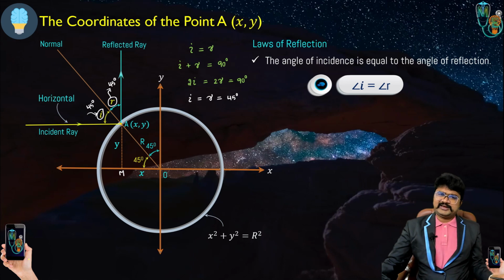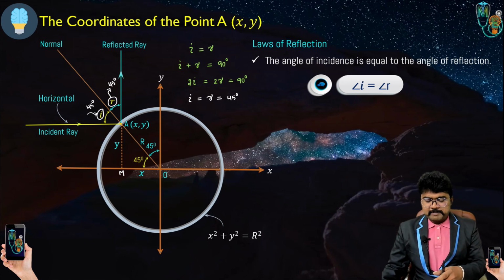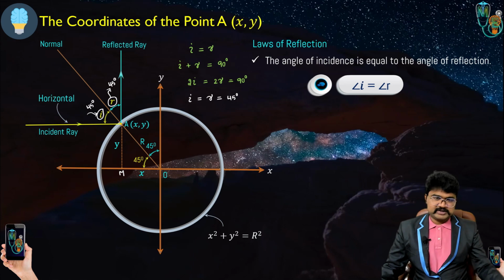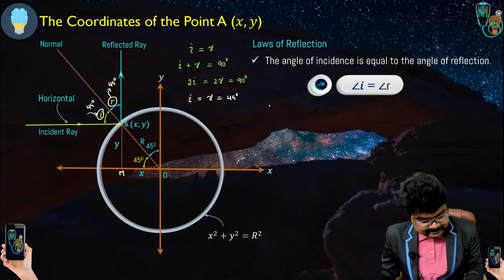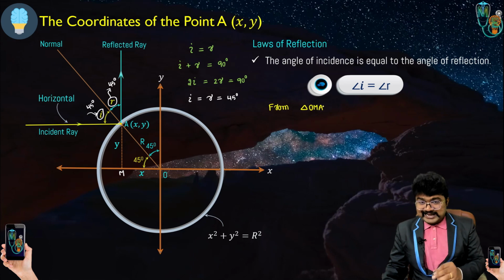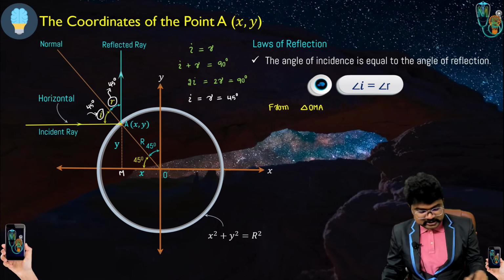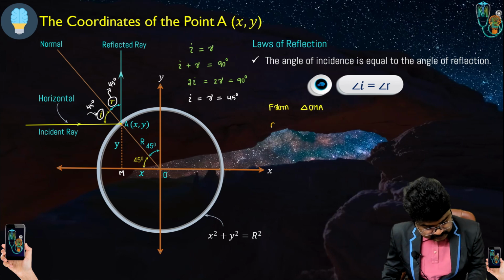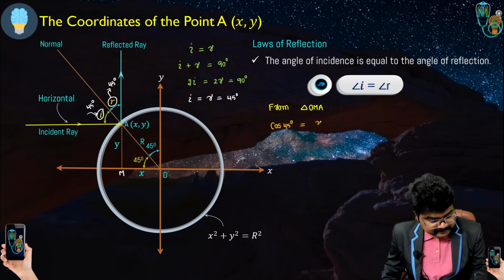You can directly write x comma y as minus R cos 45, R cos 45. Or else, from triangle OMA, you want x. For that, you need to apply cos 45. What is cos 45? It equals x by R. Understood now?